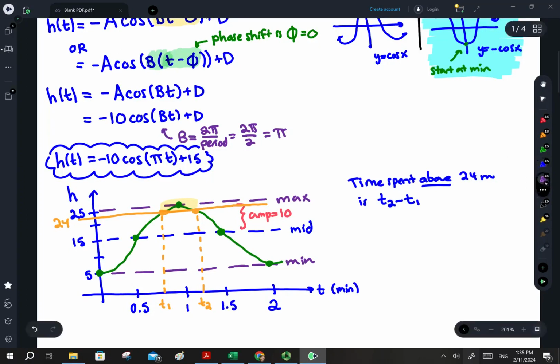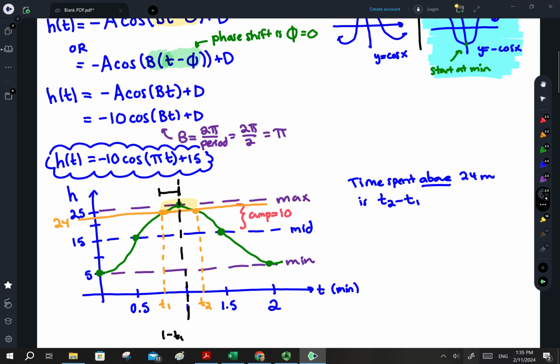The other way that people often do this that also works is they say, well, if I look at my graph, it is symmetric about the vertical line through the maximum, which means if I could just figure out how long it takes to go from 24 meters to the maximum, which would be 1 minus T1 in this case, because the max occurs at 1 minute and we first hit 24 meters at T1. So the difference between those 2 times is 1 minute minus T1 minutes. Then it has to be the exact same amount of time to come back down.